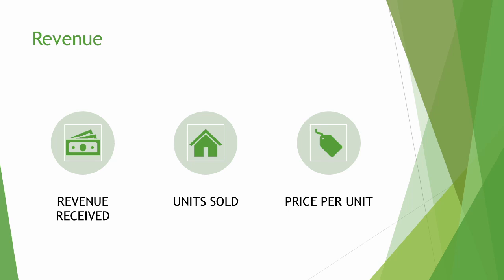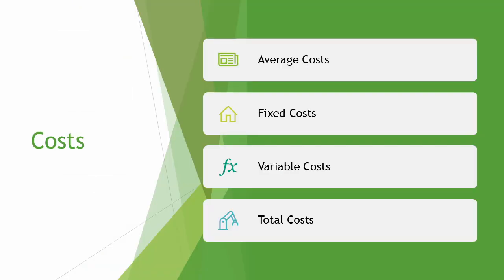The revenue that a business receives can be calculated by multiplying the number of units sold by the price per unit, and the number of sales that a business has made can be calculated by dividing total revenue by the price per unit. There are 4 types of costs that a business needs to be aware of, which are average costs, fixed costs, variable costs, and total costs.